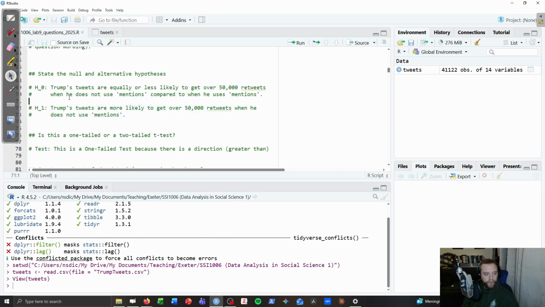And RH1, so this is going to be RH0, our null hypothesis. This is what we reject when we get under a certain p-value. And RH1, our alternative hypothesis, is that Trump's tweets are more likely to get over 50,000 retweets when he doesn't use mentions.